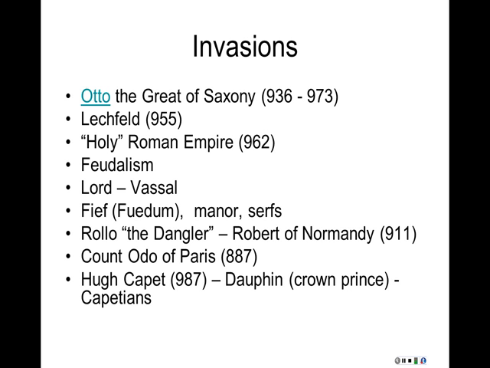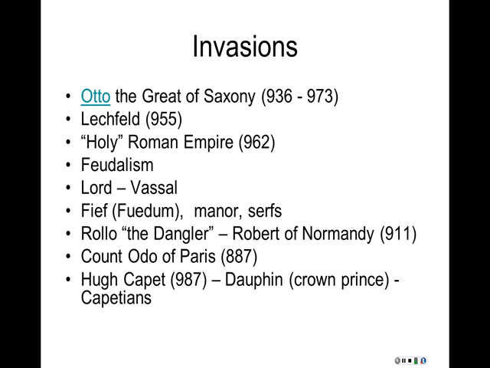Now this system that the French created is called feudalism. This system was created in France, especially southern France and central France, and it would spread across Europe over time. But it was created in the chaos of the 8th, 9th, and 10th centuries in France. Now, feudalism was a way of creating a military defense in the absence of a central government.